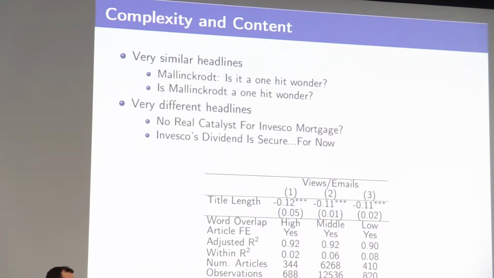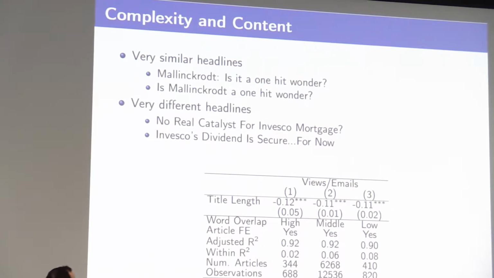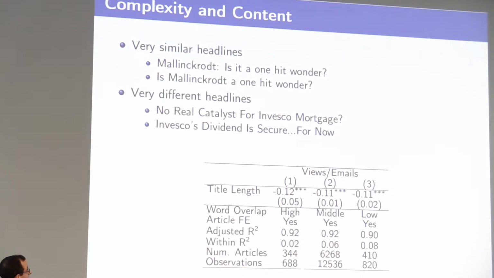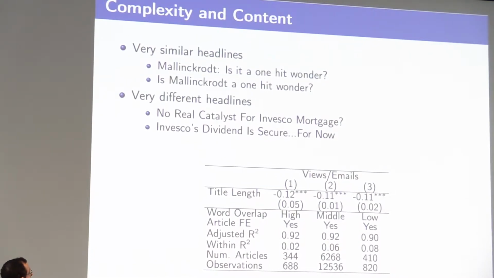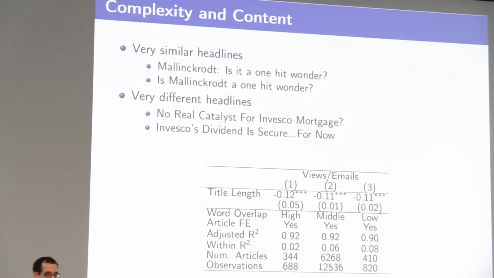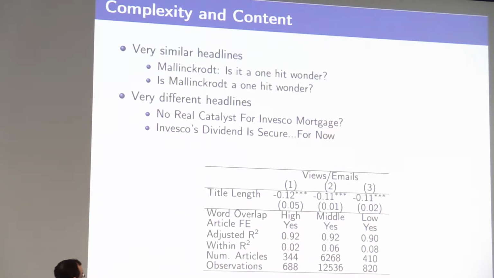I can also look at the actual content of the titles. So for example, there are titles like the first two that are very similar: "Malakindrukt is a one-hit wonder" and "Is Malakindrukt a one-hit wonder?" Exactly the same content, but differences in length. Or very different titles where there could be differences in the information content: "No real catalyst for Invesco" and "Invesco's dividend is secure." For each of those, so the first column is the highly similar ones, I get exactly the same coefficient as if I look at the very different content.